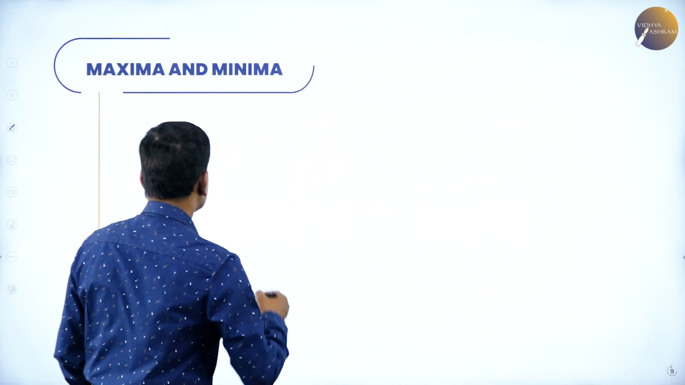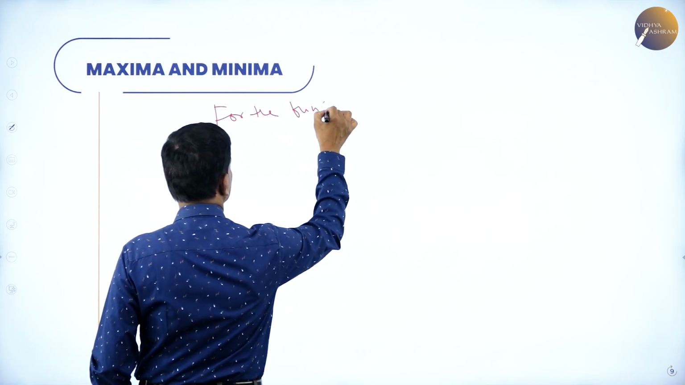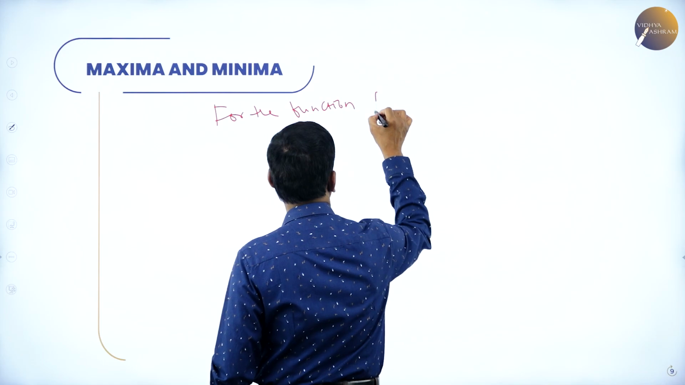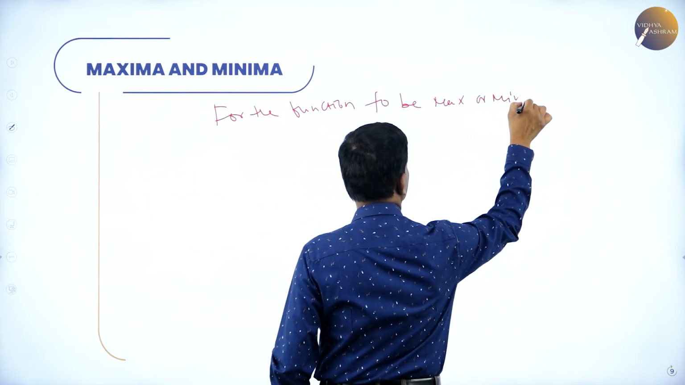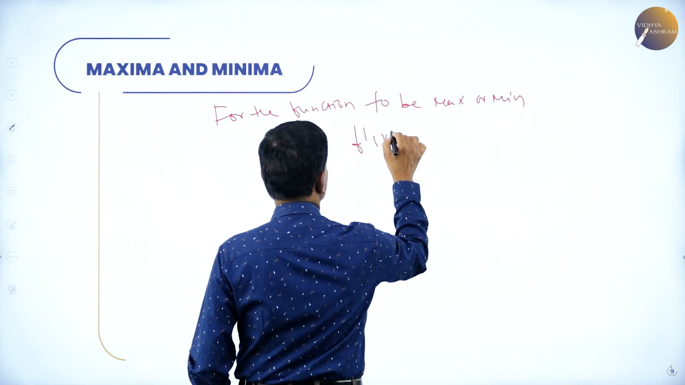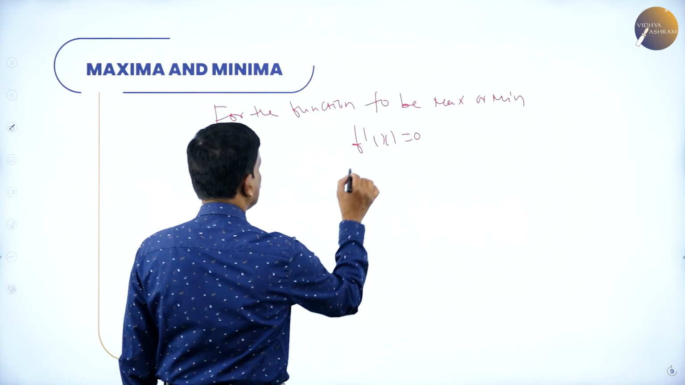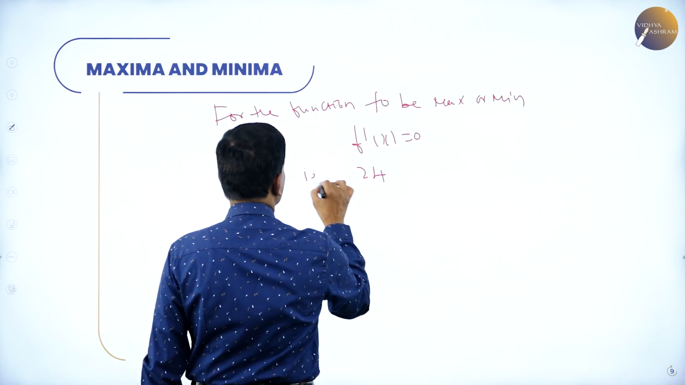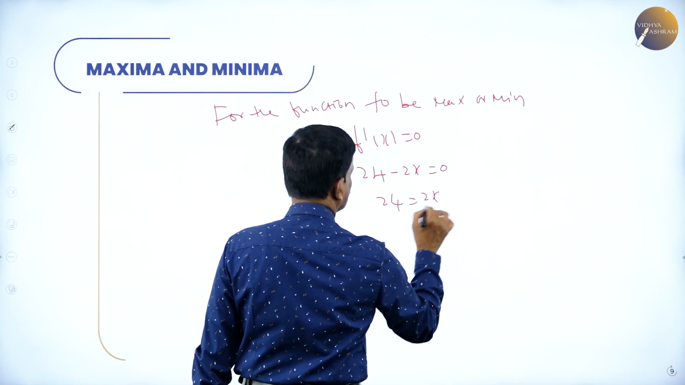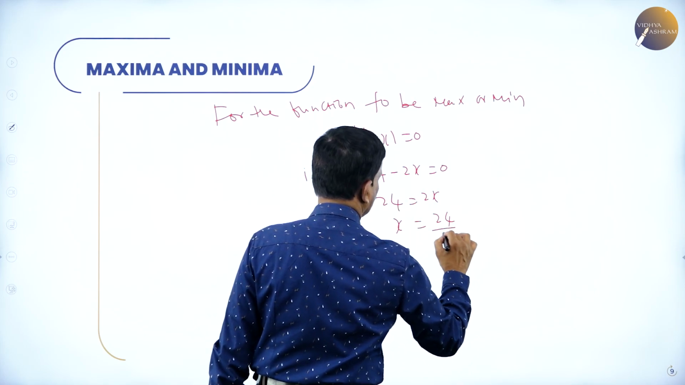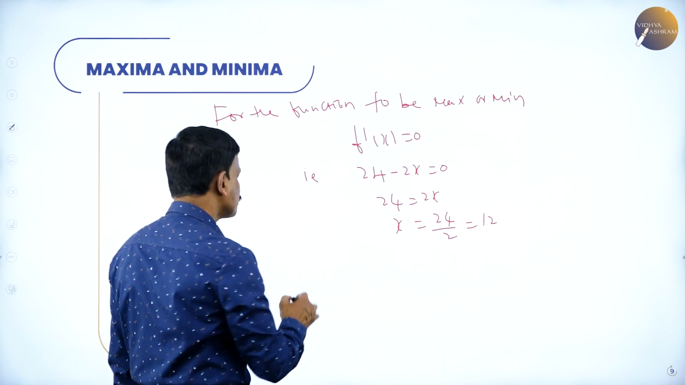Now, next, for the function to be maximum or minimum, what is the condition? f dash of x is equal to 0. What is f dash of x? 24 minus 2x, that is 24 minus 2x is equal to 0. 24 is equal to 2x, x is equal to 24 by 2, that's equal to 12. So one number is 12.